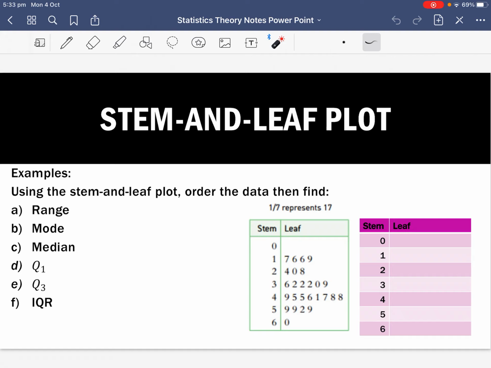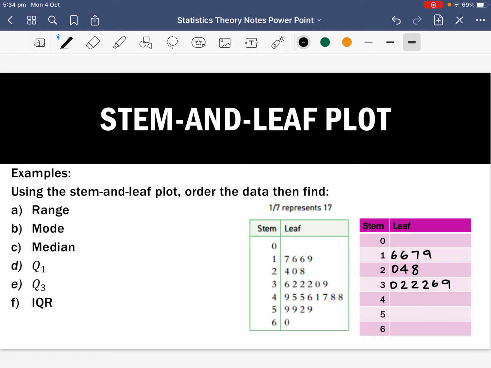Our first step is to translate this stem and leaf plot data into this stem and leaf plot here and order our scores. For a stem of 0, we have no leaves. For a stem of 1, we have leaves 7, 6, 6, 9, so we are going to write our scores of 6, 6, 7, and 9 in ascending order. For a stem of 2, we have leaves 4, 0, 8, so we rewrite that as 0, 4, 8. For the stem of 3, we have leaves 6, 2, 2, 2, 0, 9, so we rewrite it in order as 0, 2, 2, 2, 6, 9.